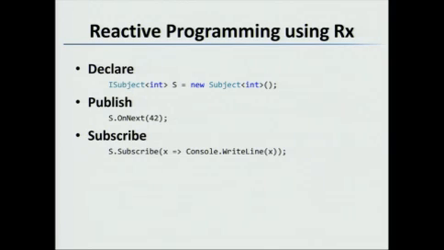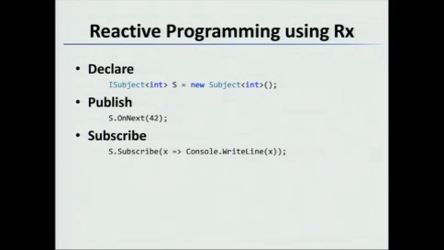But in a similar way, we can do that kind of thing with Rx as well, and have asynchronous data streams. We can declare, publish, and subscribe. So let's look at that. One way we can declare an event stream is by having a subject here. We have ISubject of int, which basically means it's a stream of ints. So I say ISubject of int, s is this new subject, and that thing is now a source for creating events.